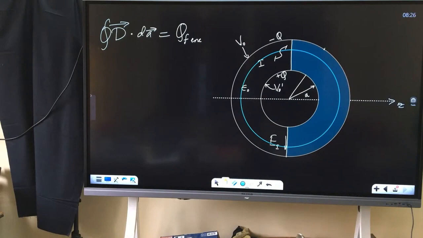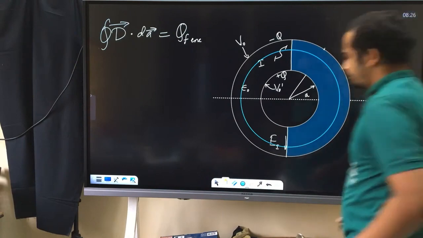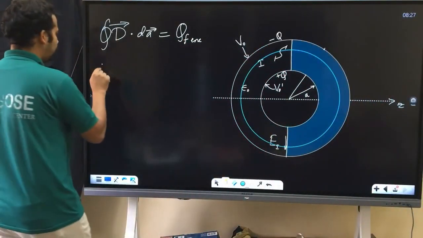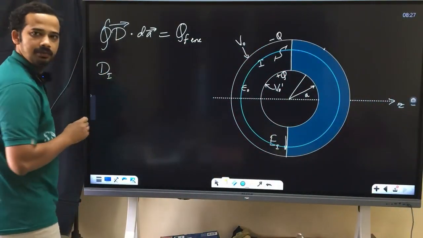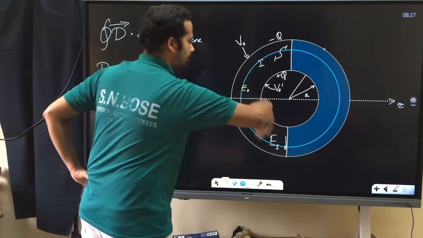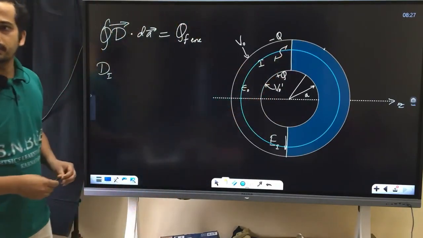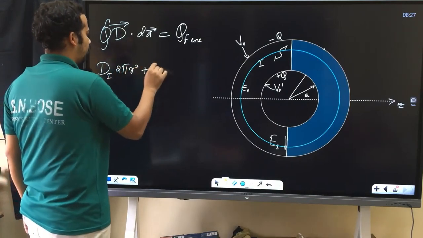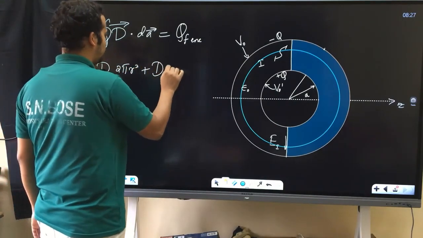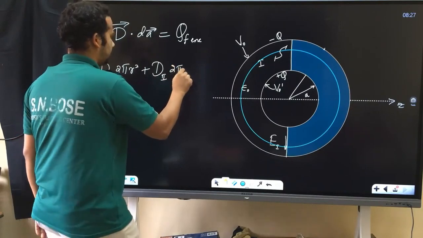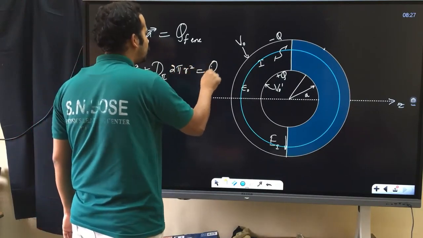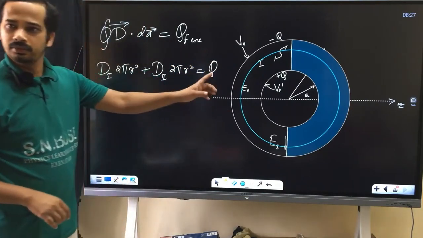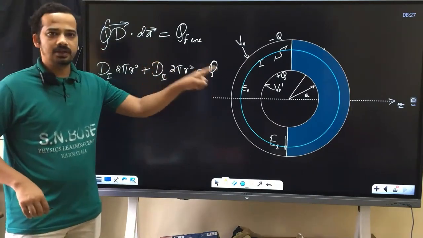So when I do that, look here. D1 in the first medium into the corresponding surface area, 2 pi r square, plus D2 into 2 pi r square is equal to, I know, Q. The total free charge enclosed, that I know.